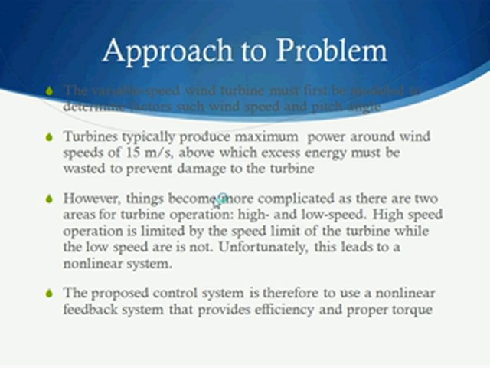Well, the main problem is that the wind speed can vary. So in fact, this control system would make sure that it's running at the most efficient speed to produce the most power, but at the same time not running so fast that it has potential to break.